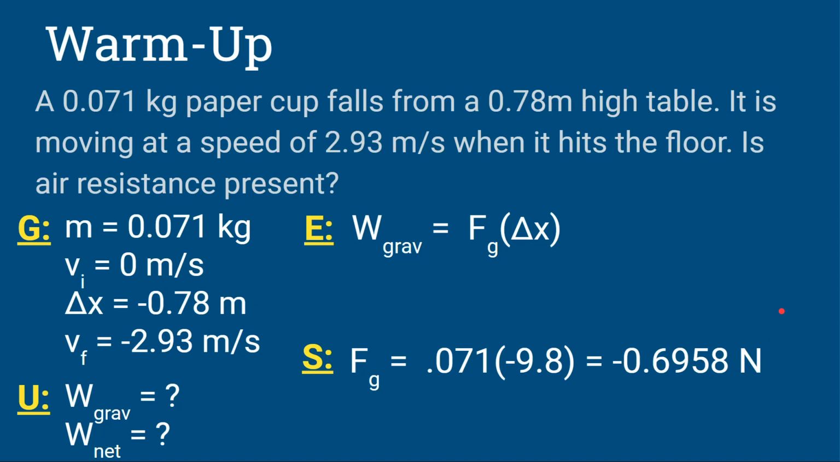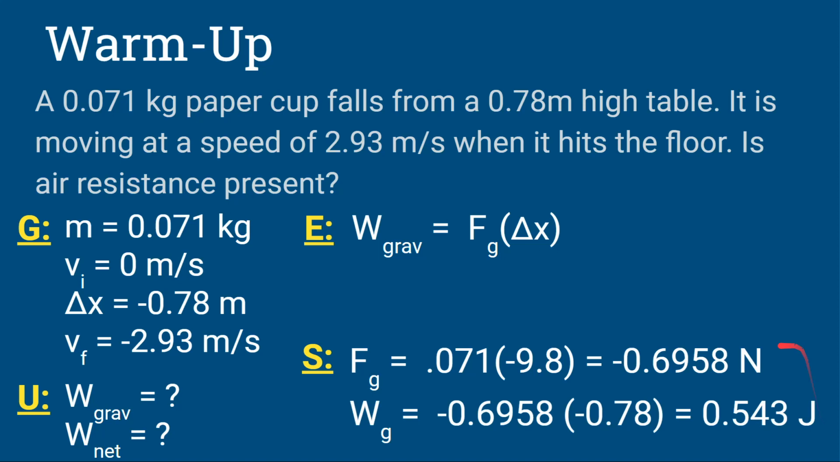So now I know how much force there is due to gravity, I can find the work done by gravity, because this force is acting on the cup for the entire displacement, the entire time that it's falling, that whole negative 0.78 meters. So here is my work done by gravity is equal to my force of gravity, which we just found, times my displacement, which was in the question. And when I multiply my force times my displacement, I get this number, 0.543 joules.